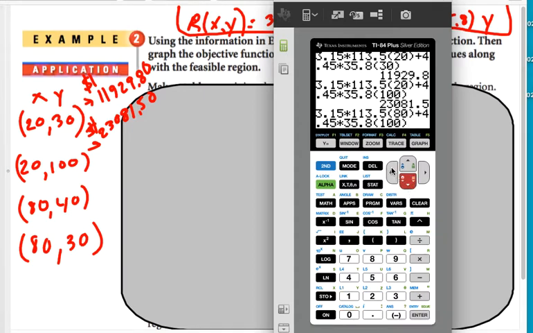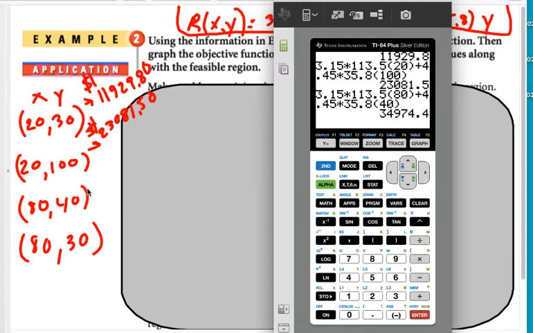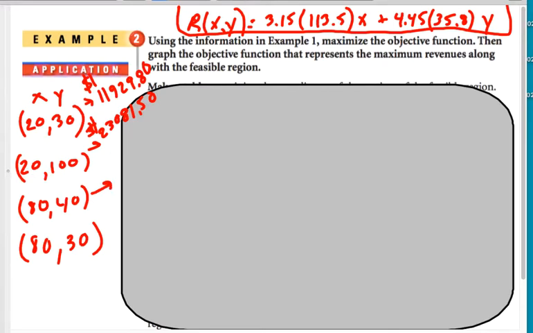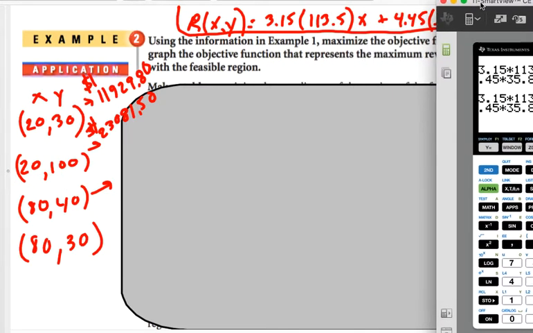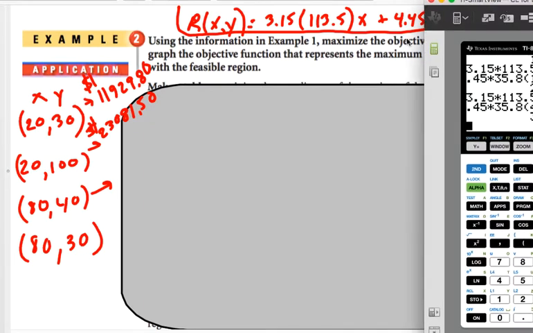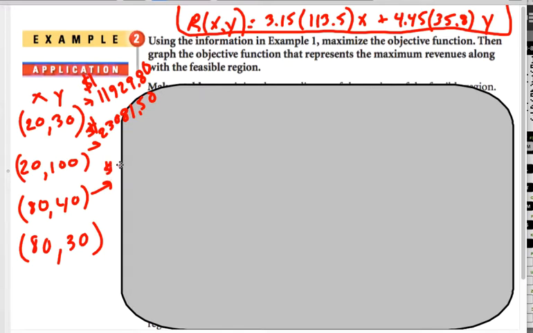And I want to change the 100 to a 40, which will be 40 and then delete. If you ever need to insert something, so let's say you needed to make the x 3 digits, which would be much harder, you can do second insert and then it'll let you insert a value, just so you're aware. Okay, so now I hit enter. Oh, that one's definitely way more money. So 80 comma 40 right now is much better. So this is a 34,974.40. That's a lot more money, right?